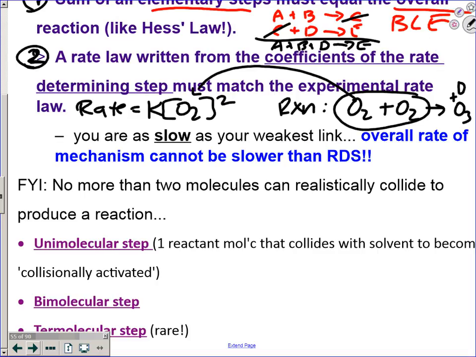So in a realistic reaction, usually, back up. What makes an effective collision? There are also two criteria there. William, give me one.